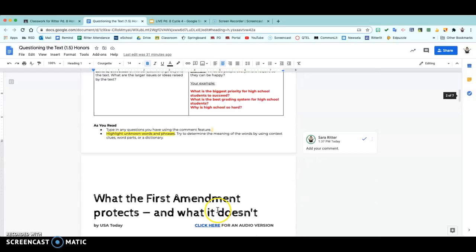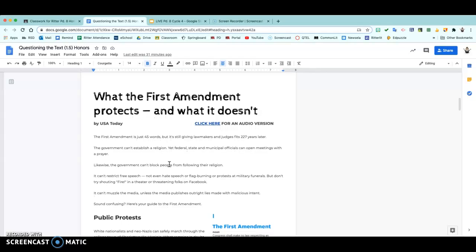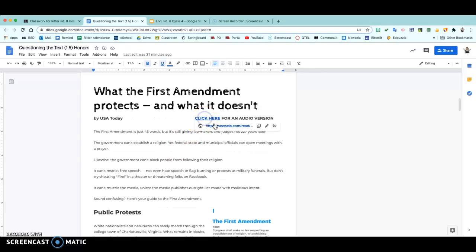Okay, so here in the As You Read, it's telling you what you need to be doing while you're reading the following article. One is to type in questions using the comment feature. That is up here, this little plus sign in a speech bubble. And then it saves your comments over here. And then to highlight unknown words and phrases with your highlighting tool up here. This is from Newzella, so if you want an audio version, you can click here and it will take you to the Newzella site.